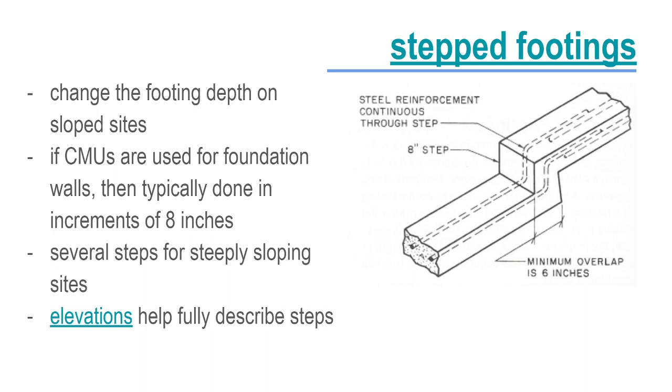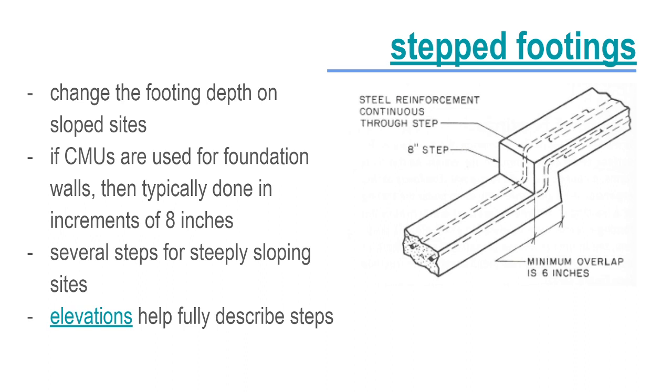Now, stepped footings are used on sloping sites to change the depth of the footings to help accommodate that slope. And we do that in those steps. When we're using CMUs, or concrete blocks, for the foundation walls, our steps are normally at increments of 8 inches, which allows the concrete block to be laid so that the top of each footing step is even with the masonry courses. Some buildings require several steps in the footing to accommodate steeply sloping sites. So maybe instead of going up 8, it goes up 16. Depends on exactly what the site is.